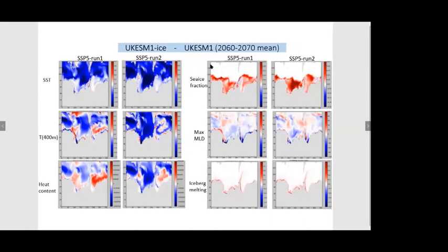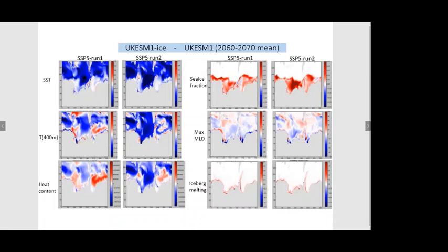So the impact of the interaction can be seen through the anomaly between UKESM-ice and UKESM1. I take the 2060 to 2070 mean. This is only the anomaly of the SSP5 run, the first member and the second member. So in the sea surface temperature, we see that along the ACC, the SST is much reduced. We don't know whether this may happen.